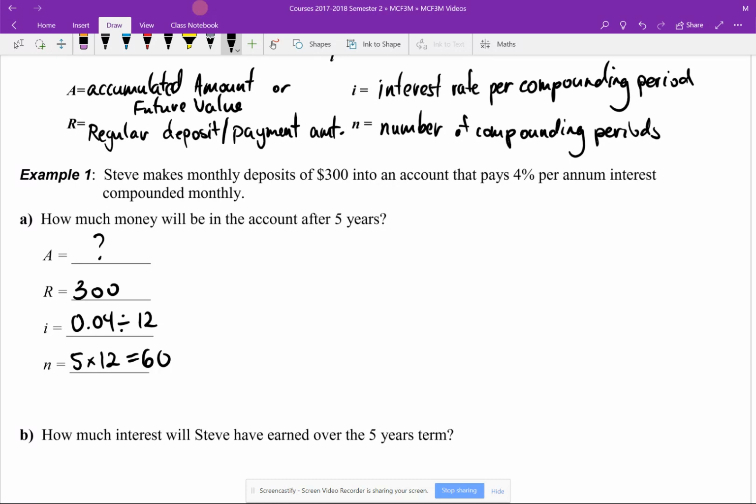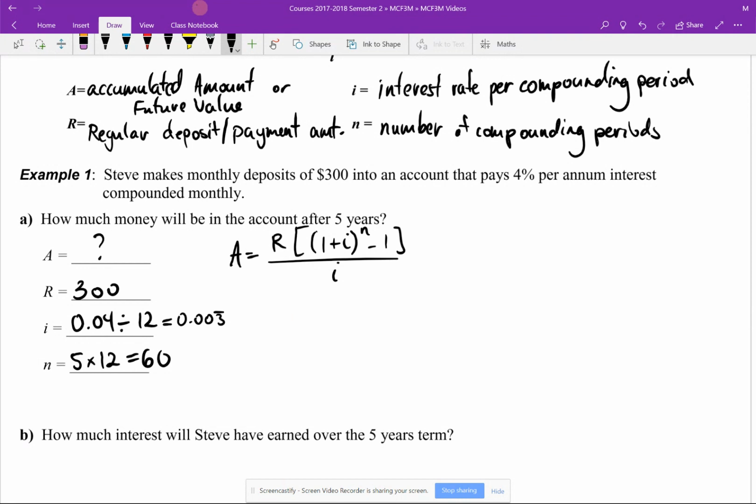Okay, so then you apply the formula. The formula says A equals R times [(1 plus i)^n minus 1], divided by i. So what is i? When you do 0.04 divided by 12, that's going to be a repeating decimal. Sometimes we just keep it as a fraction, but as a decimal you write it as 0.00333, repeating the 3. When I calculate it, I just use the fraction.